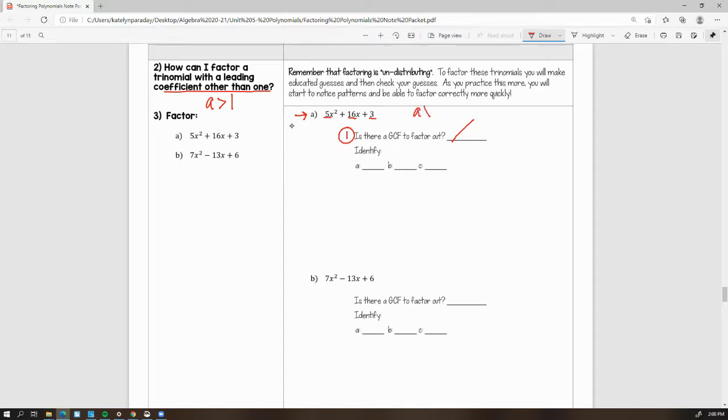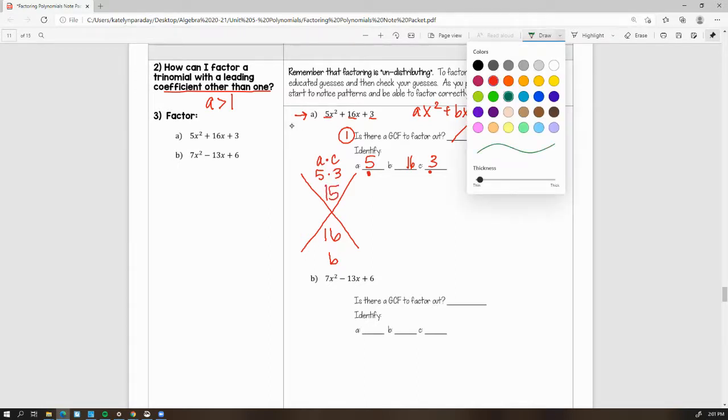Remember, it's now ax squared plus bx plus c. So a is 5, b is 16, and c is 3. Now we can still do our x, but now on the top it's going to be a times c, and on the bottom it's always b. Remember, bottom b. So b is 16, I'm going to place that in there, and then a times c, 5 times 3, gives me positive 15.